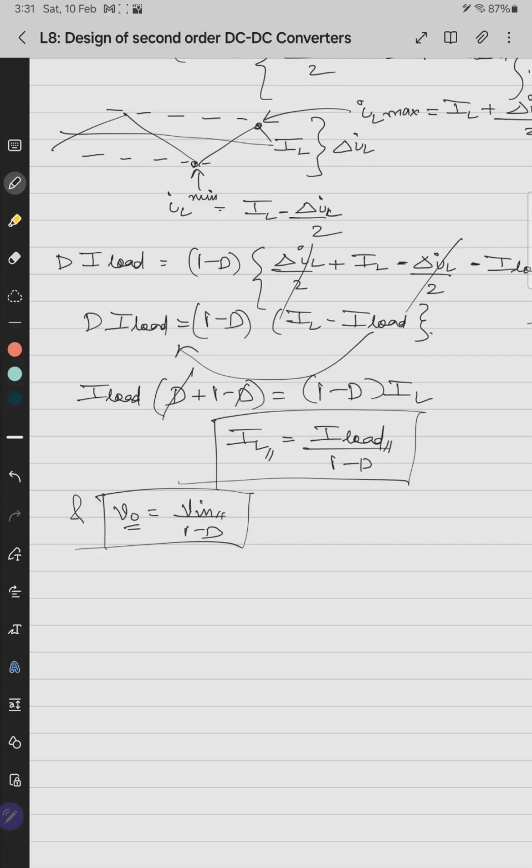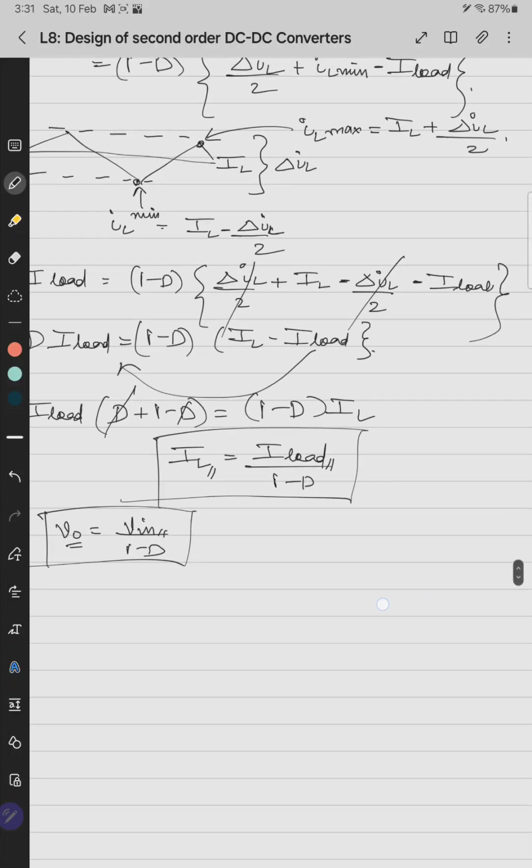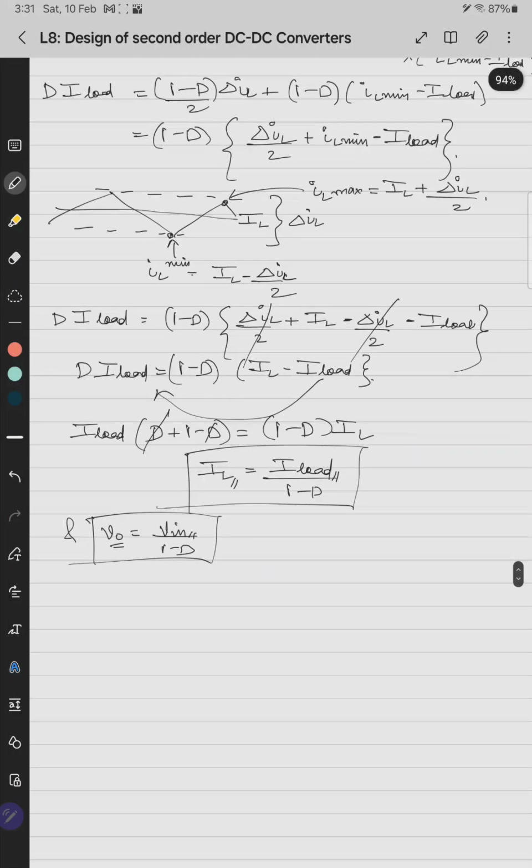So this is the DC gain for the average value of currents between input and output using amp second balance, and using volt second balance you will get the relation between input and output voltage.